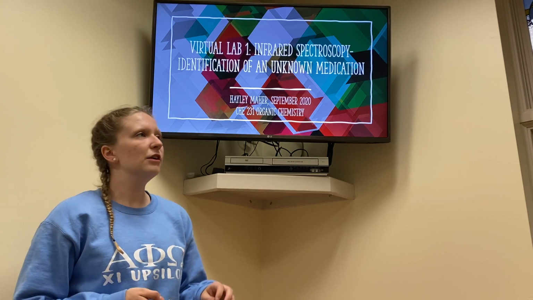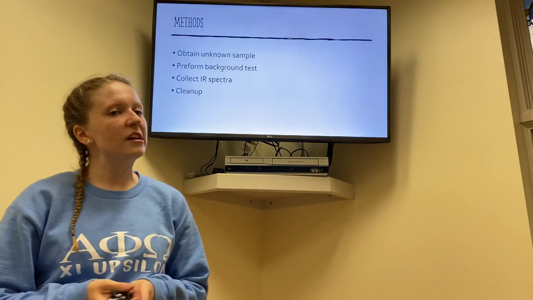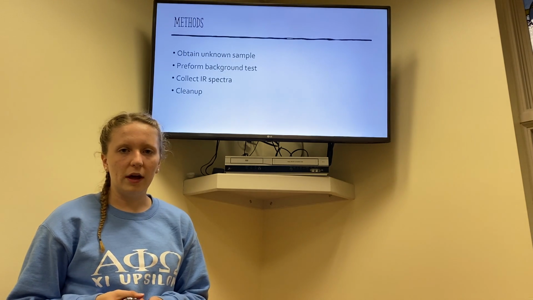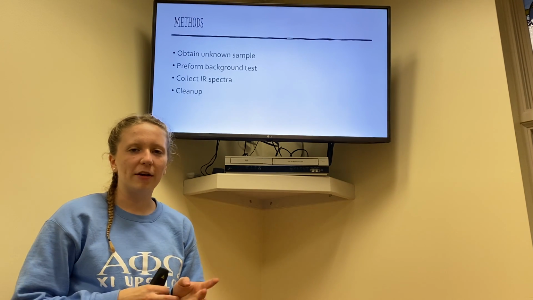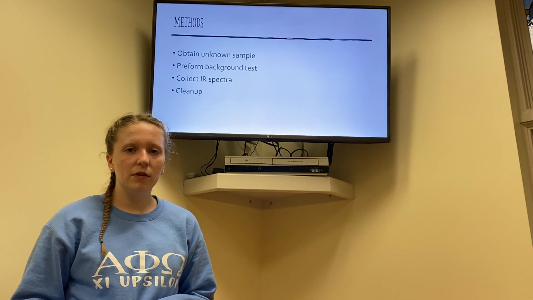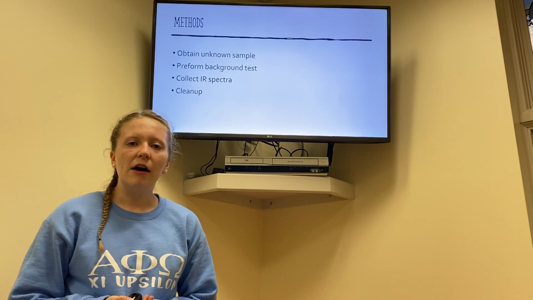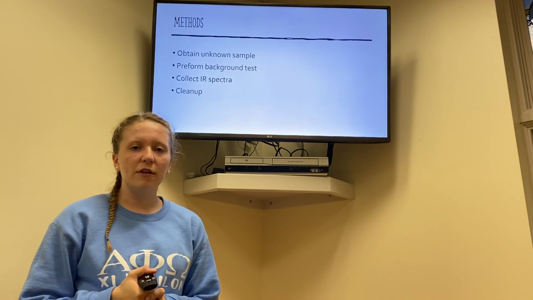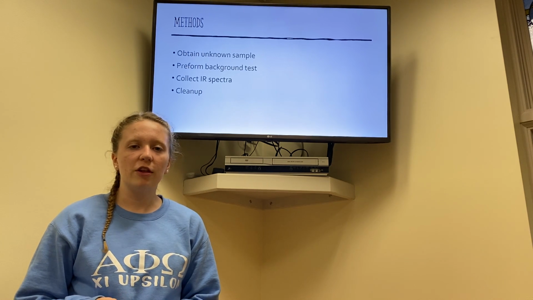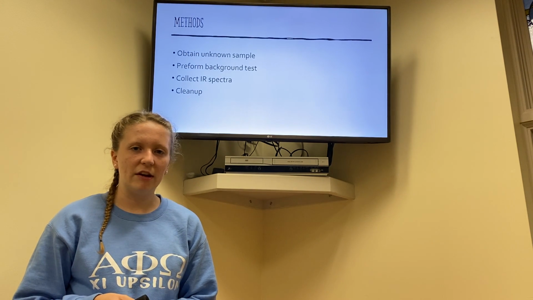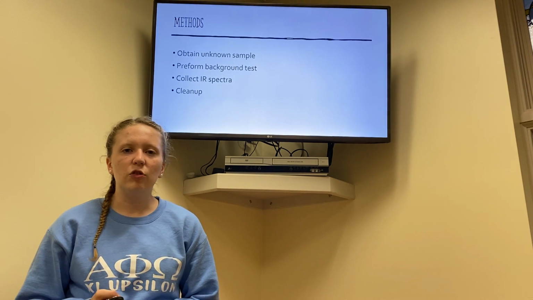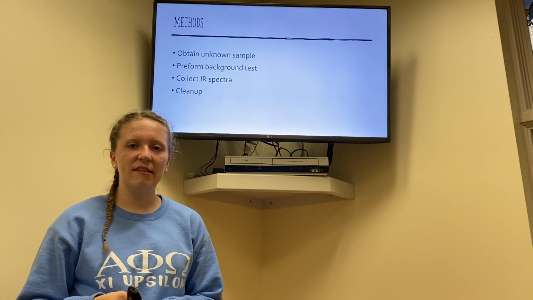properly. So moving into the method section, each lab student was assigned an unknown sample of a medication that was dropped off on this drop-off day. So the first step is preparing the sample for running it through the IR spectrum machine. Using a pipette, you put a small amount of the unknown sample on a salt plate, and then you put another salt plate on top of it to kind of sandwich it together and spread that liquid out over the two salt plates.